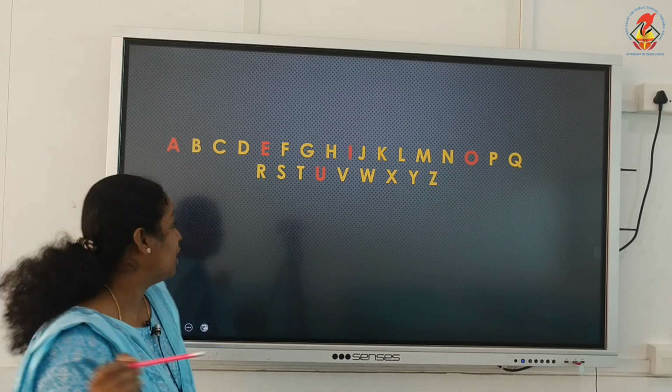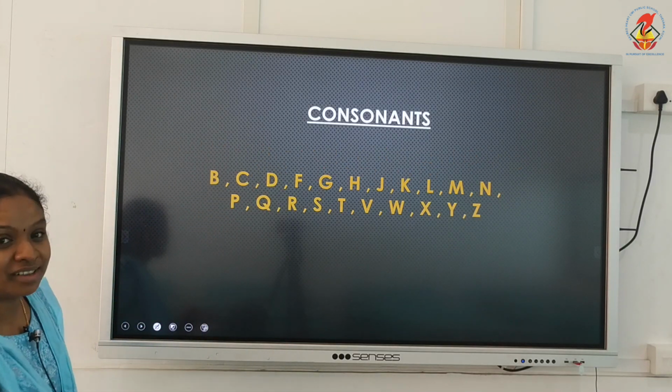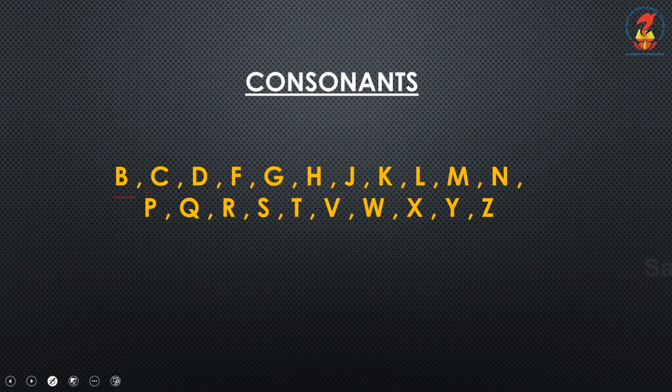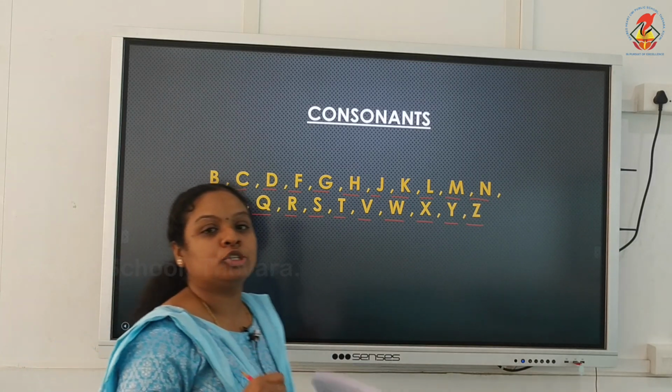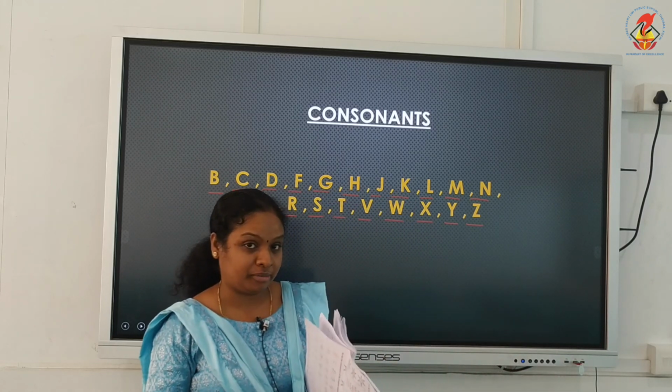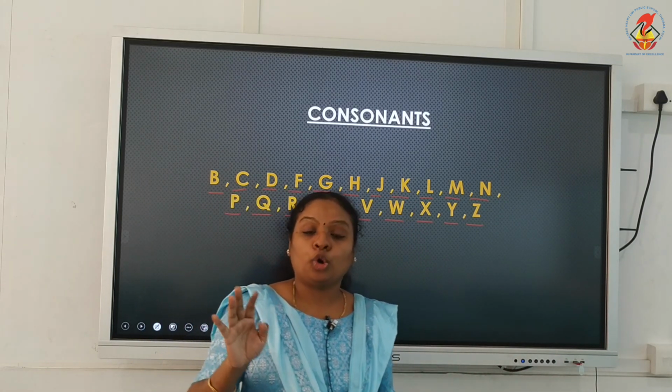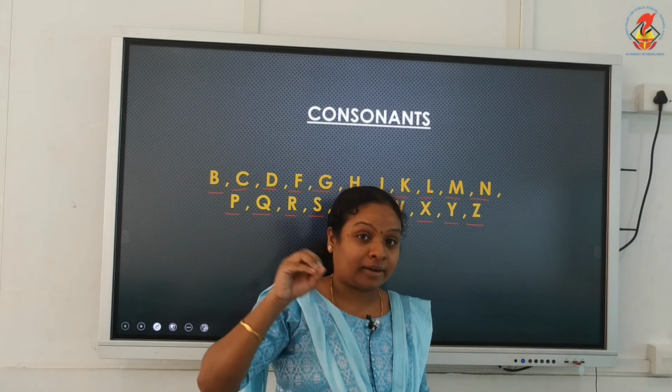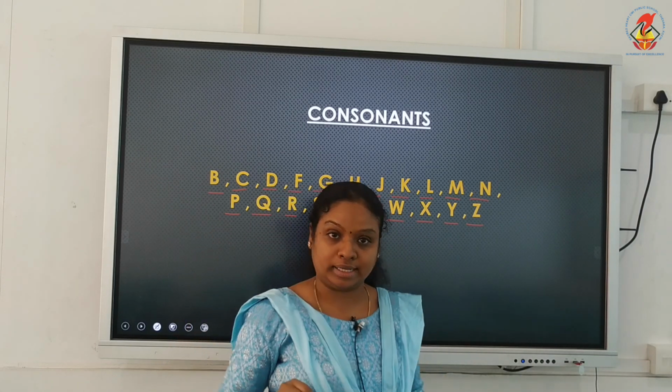Very good, children. Okay. So, the consonants are B, C, D, F, G, H, J, K, L, M, N, P, Q, R, S, T, V, W, X, Y and Z. Very good, children. From this we came to know that in the English alphabet, there are 26 letters. Among that, A, E, I, O, U are the vowels and the rest of the letters are consonants. Got it?